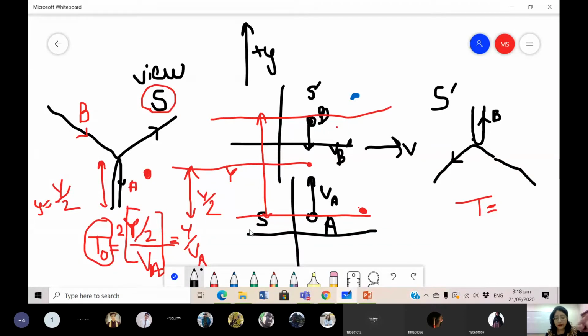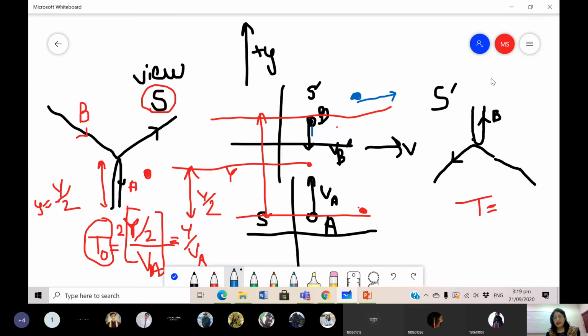Because if there's an observer in this frame, the frame is moving in this direction relative to this frame. So an observer in this frame will see B moving down and up, but A is going to appear to move like this and like this, backwards, because this frame is moving forward relative to this frame. I hope this is making sense now.